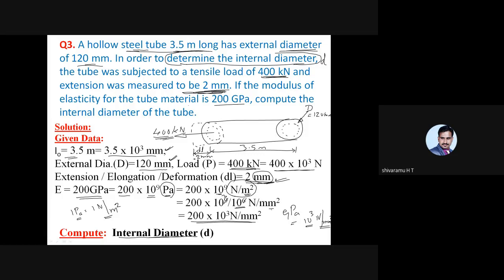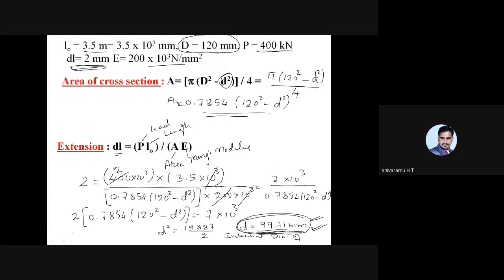And the modulus of elasticity, or Young's modulus E, for the steel material is 200 gigapascal. Here it is asked to compute the internal diameter of the hollow tube. So first we find the area of the cross section. Here the unknown is d square, so we kept it in terms of d square. Next, dl is the extension or deformation, dl is equal to P l naught by A E. Deformation is 2, load is known, l naught is known, E is known, and the unknown parameter in the area is small d. So we got the internal diameter equal to 99.71 millimeter. So thank you.